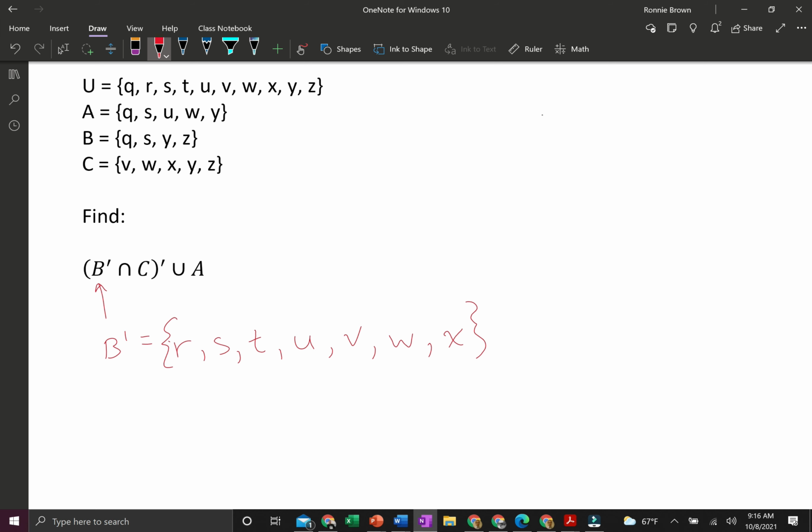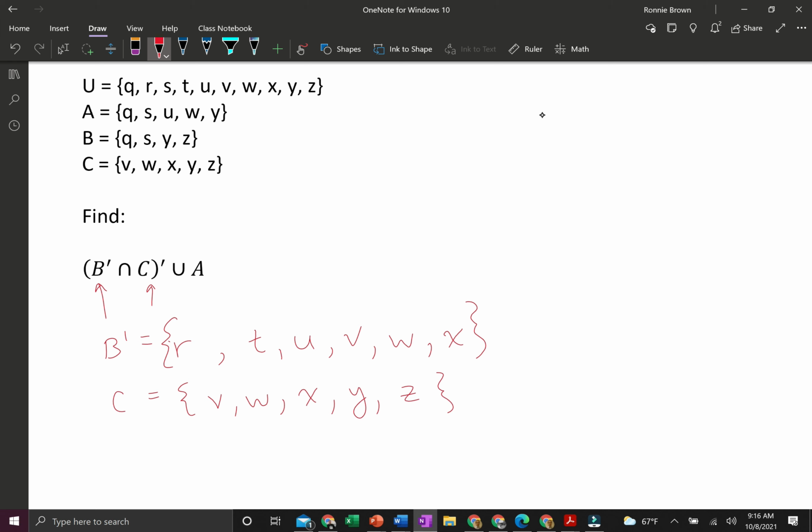And actually, make sure you double check, because actually we don't have that S in B prime because it's in B. So we should have R, T, U, V, W, X. Alright, and now we're looking at C. Well, C is just whatever it's given. That's V, W, X, Y, Z.